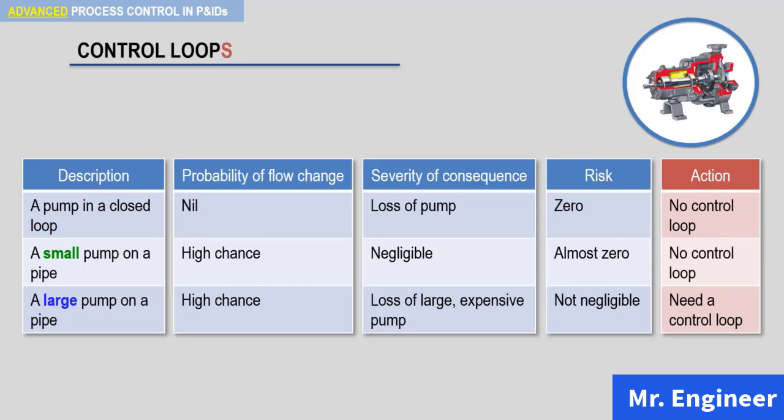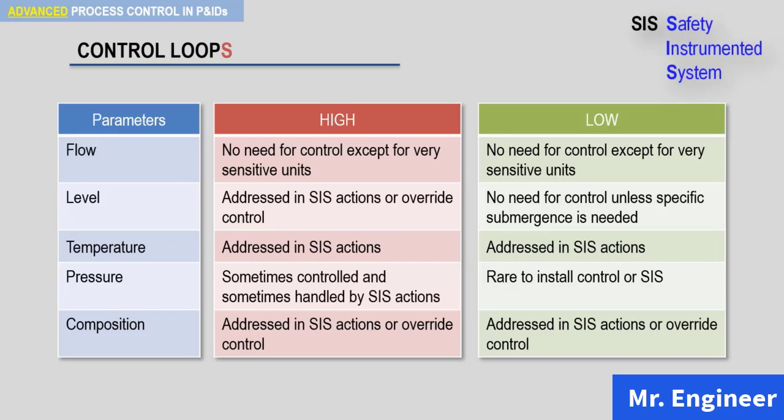Now, the methodology that we used here to decide whether or not we need a control loop was done for flow. Of course, this methodology can be reiterated for other process parameters, such as level, temperature, pressure, or composition. Take a look at the following table. It shows you the parameters that may need to be controlled as part of the operating window.